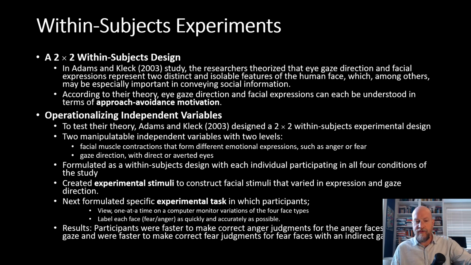What they found was that participants were faster at making correct judgments about anger from the anger faces with direct gaze, and were faster to make correct fear judgments for fear faces with an indirect gaze. Now let's think about what that means in terms of the theory, the approach avoidance.